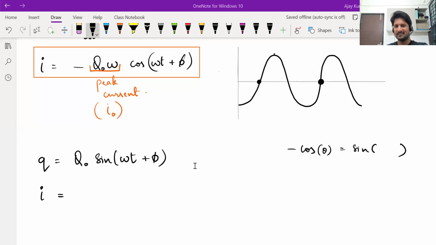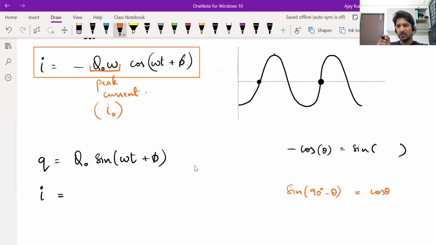Isha, sine of what can be taken as minus cos theta? Is it theta minus 90? Okay. Sine of 90 degree minus theta is cos theta. This is a well-known identity.